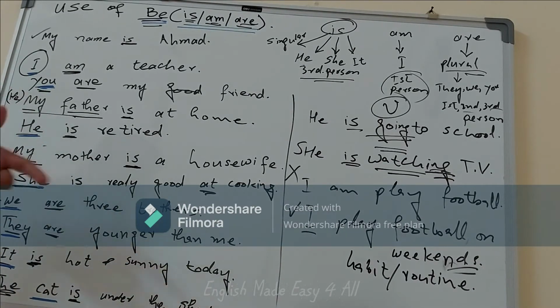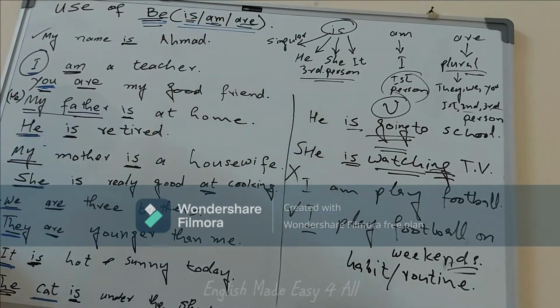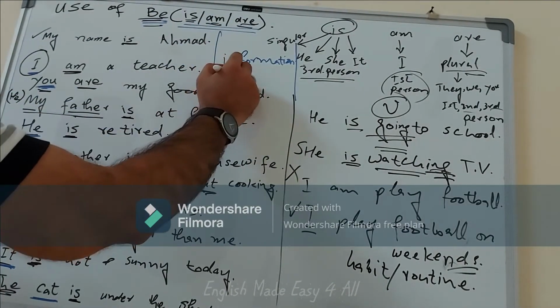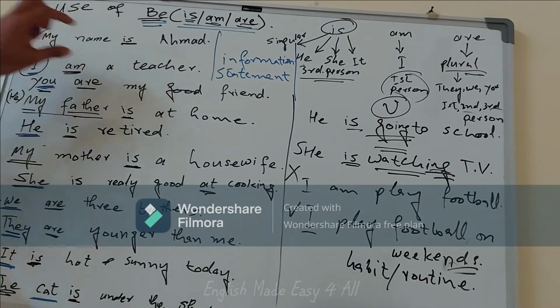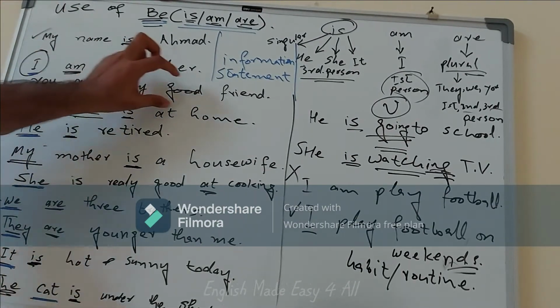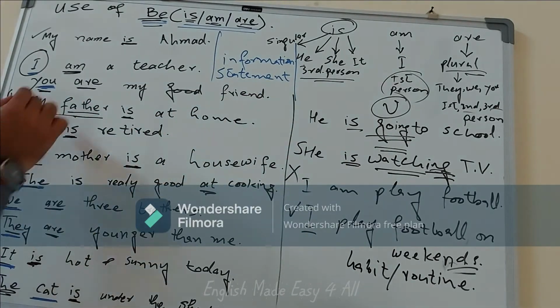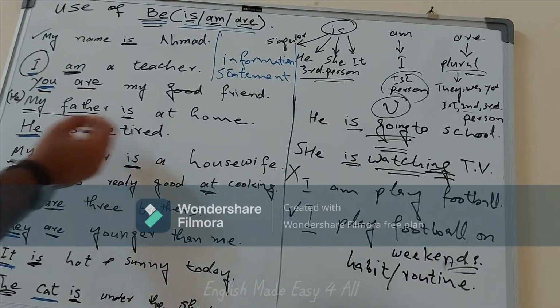So I will repeat. First of all, when we are talking about some basic information or statement information. I am a teacher. My name is Ahmed. You are my good friends. This is a statement. My father is at home. Information. He is retired. Information.